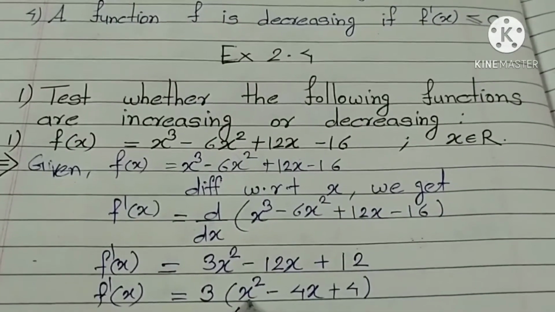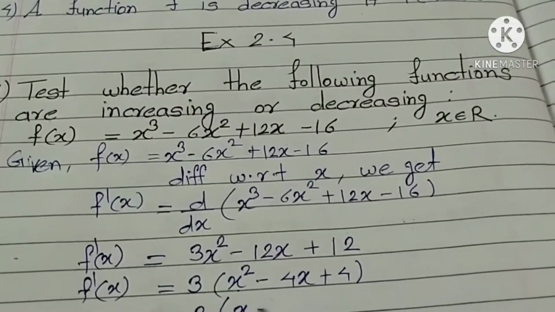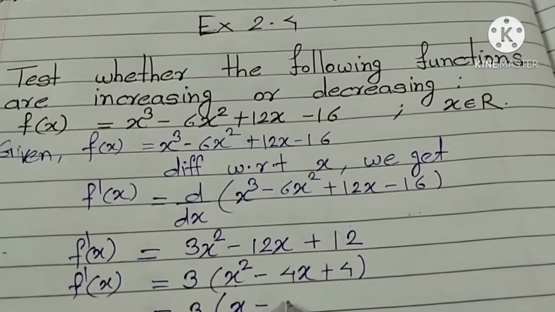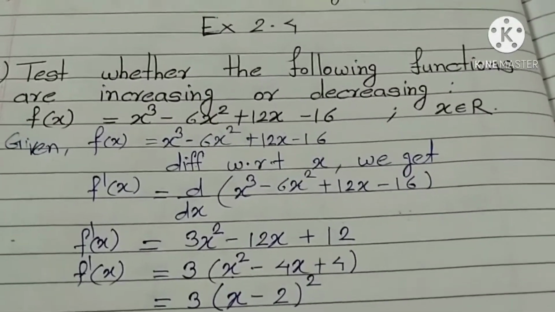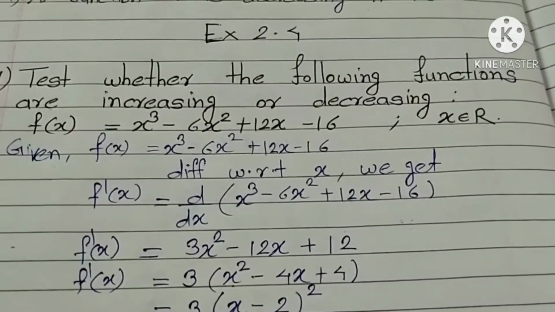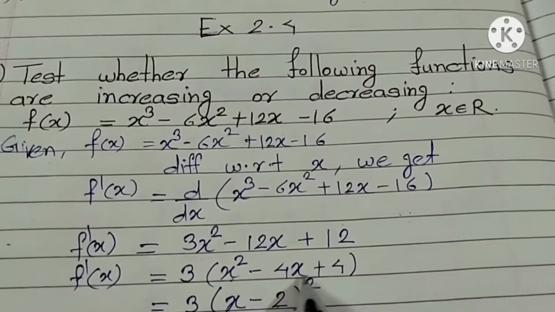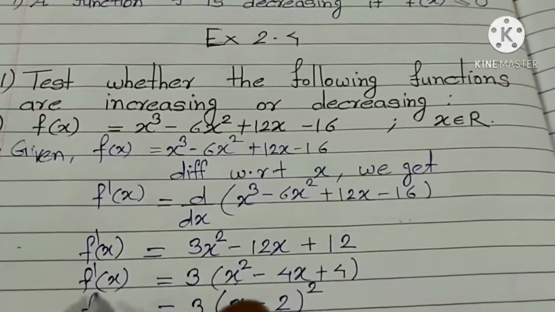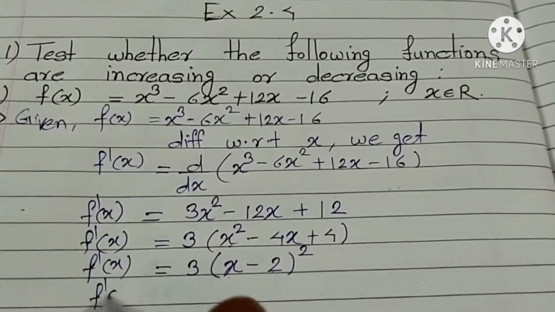Now the square root of x square is x, take the minus sign, and third, it is the square of 2, so it is 2, and this is a whole square. If you expand this bracket, x minus 2 whole square, then we get x square minus 4x plus 4. So here f dash of x is 3 times (x minus 2) whole square.